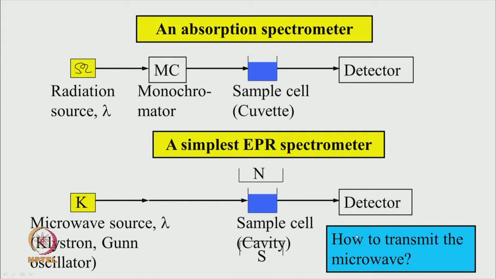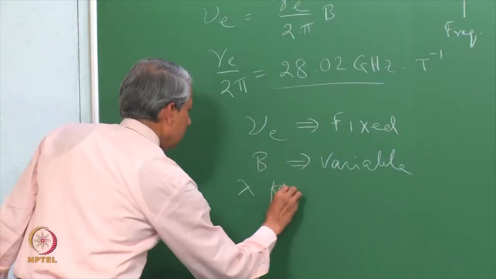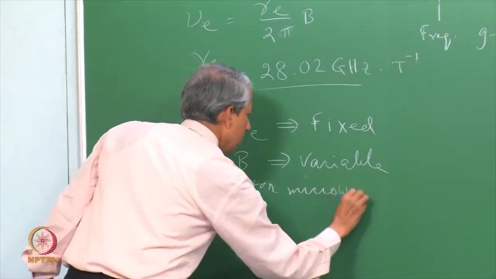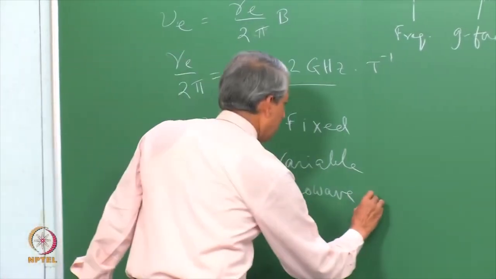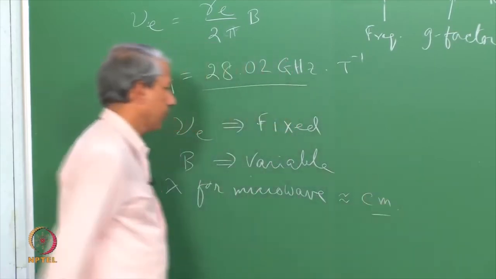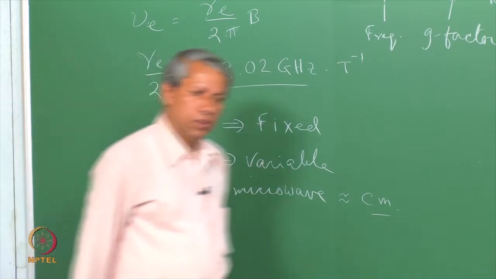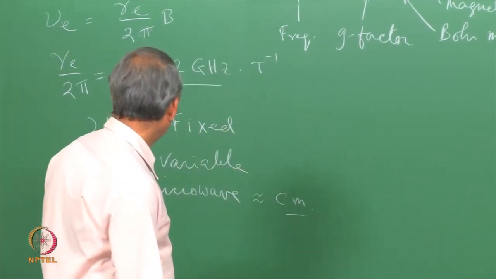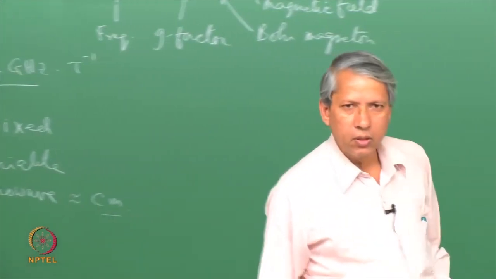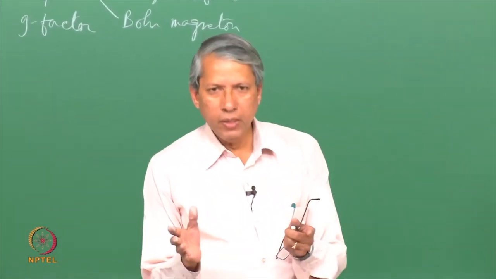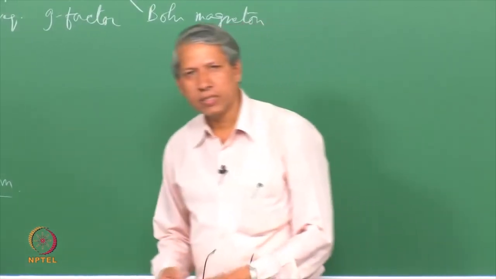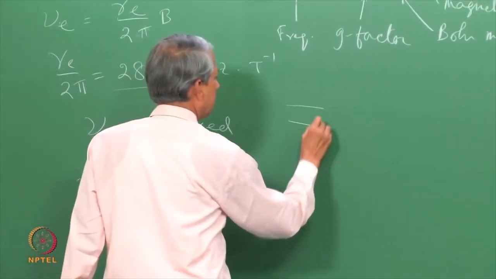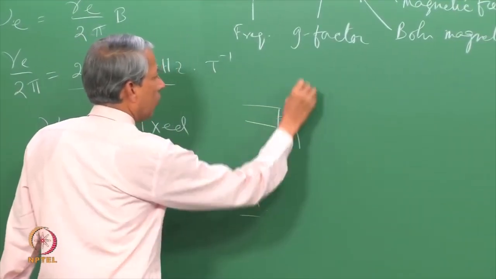But the trouble in EPR spectroscopy is that the microwave radiation used here has a pretty long wavelength. So typical lambda for microwave is of the order of a centimeter. This is the type of spectrometer they normally use, with a few centimeter wavelength. Now, in that case, it is very difficult to have an optical element to focus it. The wavelength is so big that when it goes through any element, it gets diffracted very easily. So, you have a source of radiation, let us say microwave comes from here, but very easily it will go all over.